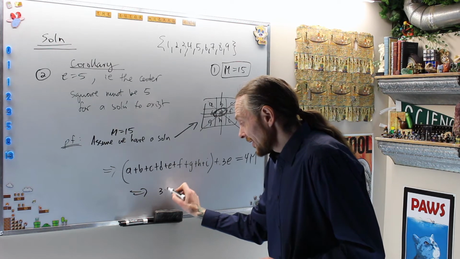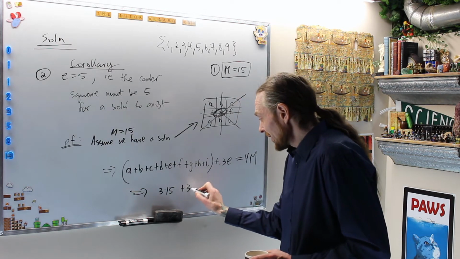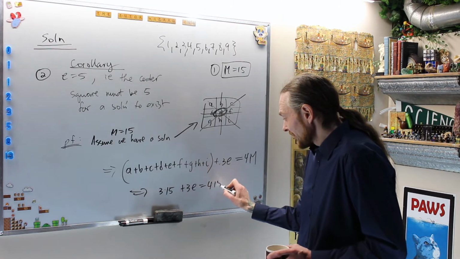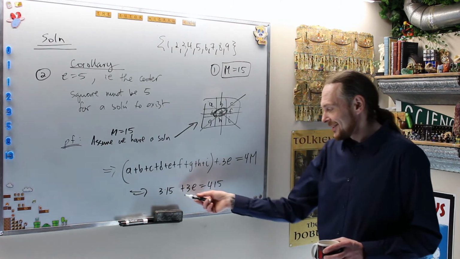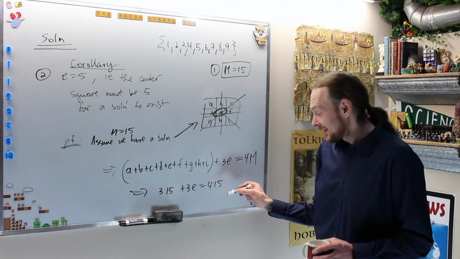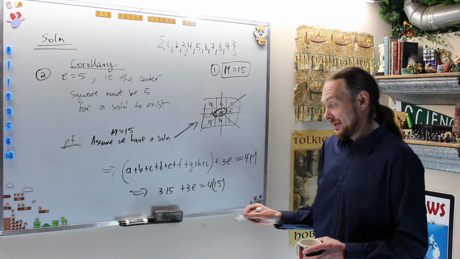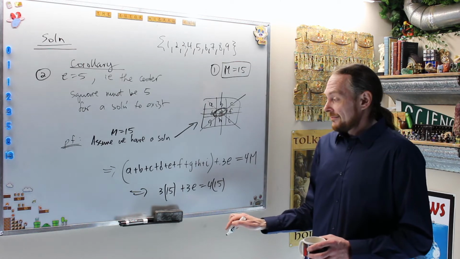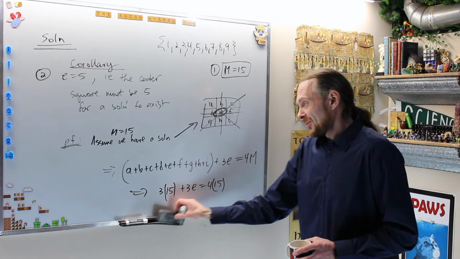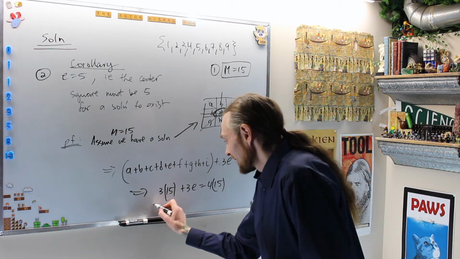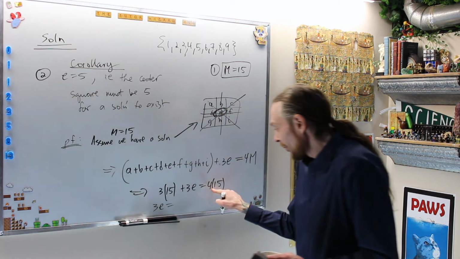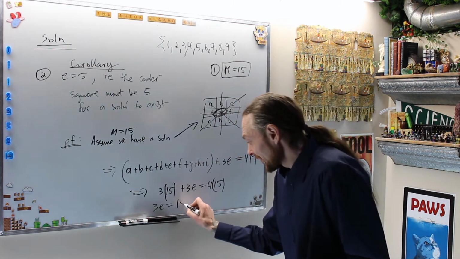45 is 3 times 15 plus 3e equals 4 times 15. I do it that way because now I see I'm going to move to the other side, and what's 4 15s minus 3 15s? 1 15. Let's squeeze it in. What that says is 3e is equal to 4 15s minus 3 15s, which is 15.